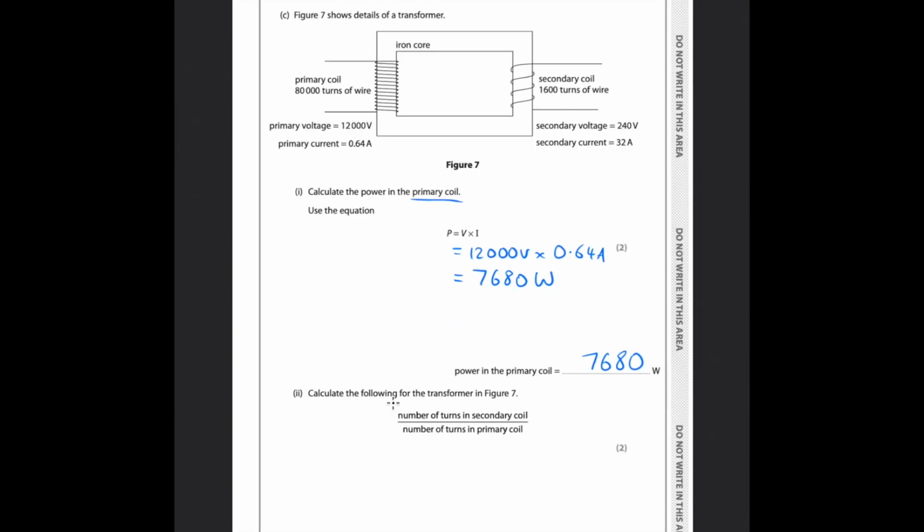Part 2. Calculate the following for the transformer in figure 7. Number of turns in the secondary coil divided by number of turns in the primary coil. The number of turns in the secondary coil is 1600, and we simply need to divide that by the number of turns in the primary coil, which is 80,000. And that comes out as 0.02.